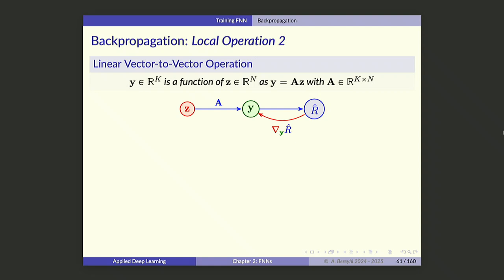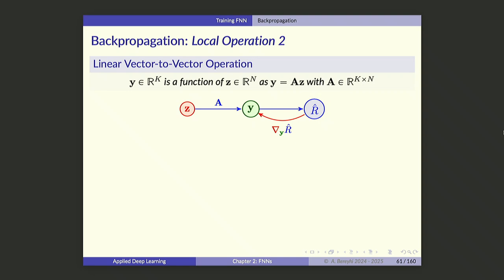Look at it. Y is k-dimensional. What is that gradient in dimension? K, right? Now, what about z? The gradient of r hat with respect to z. What is this guy? N-dimensional, right?